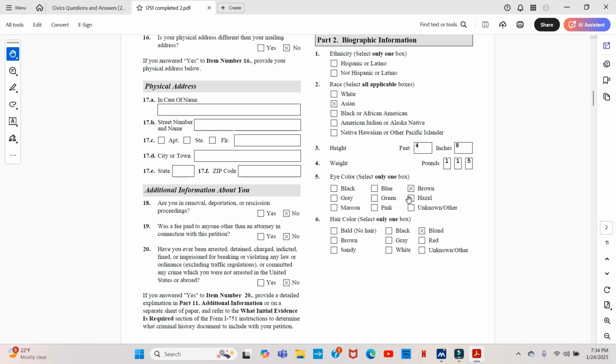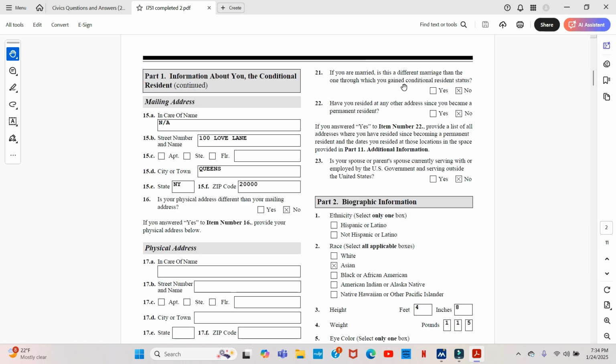Moving on. If you are married, is this a different marriage than the one through which you gained conditional resident status? You need to select what's applicable to you right here. So if this is a different marriage than the one through which you gained your conditional resident status, then you would select yes. If it is the same marriage, you select no.